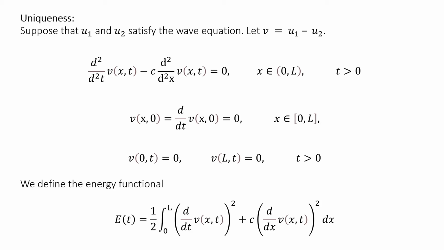So let us take a look at the energy functional, E of t equal 1/2 of the integral from 0 to L of the square of the first time derivative of v(x,t) plus c times the square of the first x derivative of v at x,t dx. That is the energy of the system. Let's take a look how the energy develops over time.